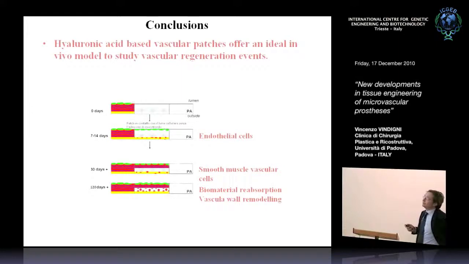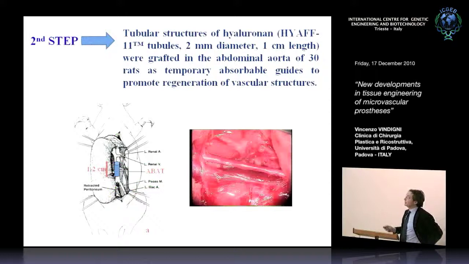In conclusion, in these 3 steps, we were able to demonstrate that hyaluronic acid-based vascular patches offer an ideal in vivo model to study vascular regeneration events. They allow first the regeneration of the endothelial cells, then the smooth muscle vascular cells, and finally, we observe after 4 months the complete reabsorption of the biomaterial and the ideal vascular wall remodeling. This step suggests us to study the possibility to substitute an artery tract.